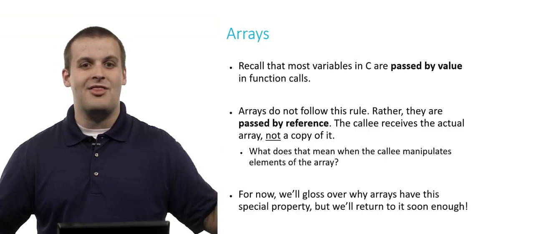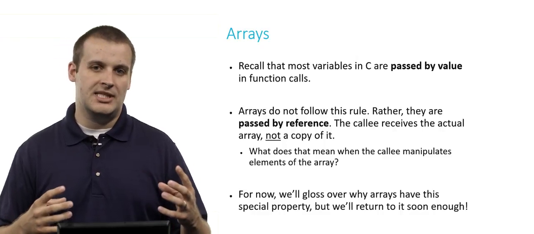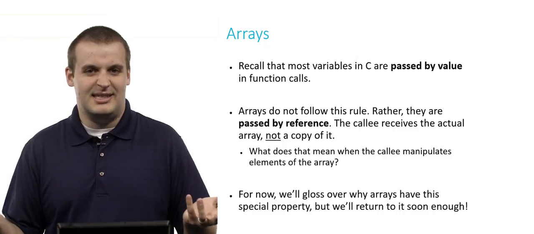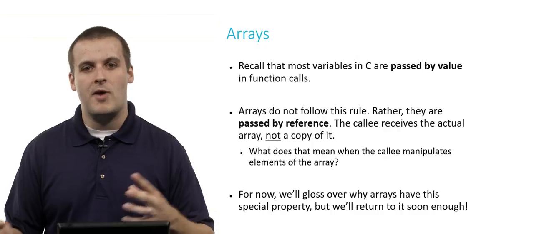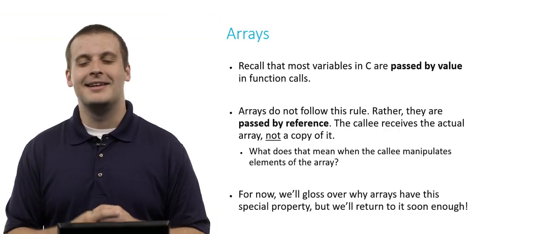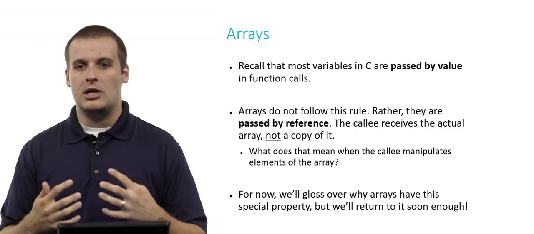100 or 1,000 or 10,000 elements that it's not worth it for a function to receive a copy of it, do some work with it, and then just kind of be done with the copy. It doesn't need to have it hanging around anymore. Because arrays are so bulky and cumbersome, we just pass them by reference. We just trust that function not to break anything. So it does actually get the array. It doesn't get its own local copy of it.